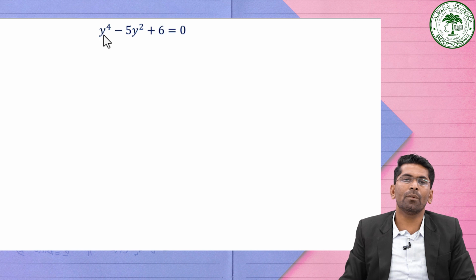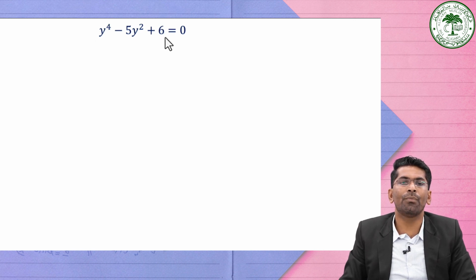Now we have another question. See here, y raised to the power 4 minus 5y square plus 6 is equal to 0. See, this is not a quadratic equation. This is a quartic equation because the highest power of the unknown variable y here is 4. So this type of equation is generally known as a quartic equation.